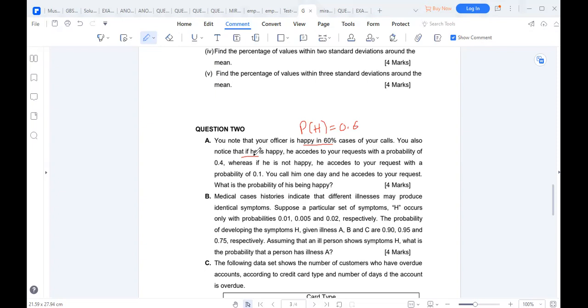So how do we denote that? Probability that if he's happy, so if he's happy, there's a probability that he accedes, 0.4. And also we are told that this is 4 marks. If he is not happy, then he accedes to your request 0.1. So where is the if coming from? If he is not happy, so happy complement, probability that he accedes is what? 0.1.